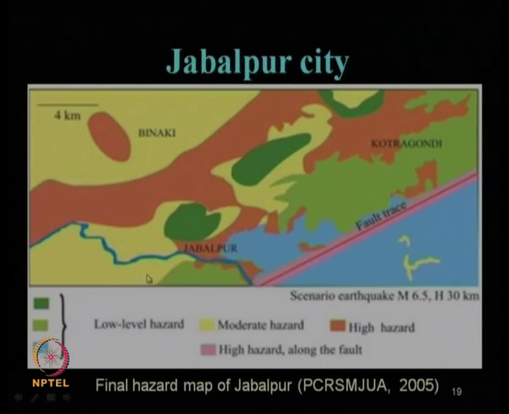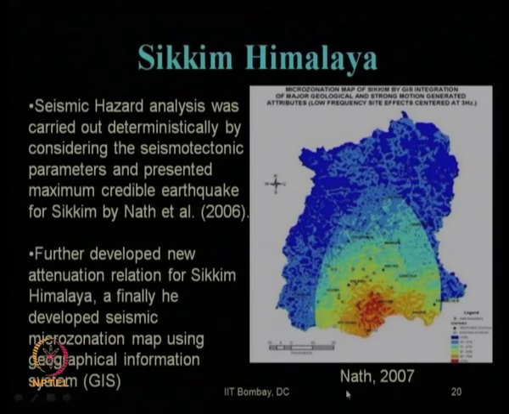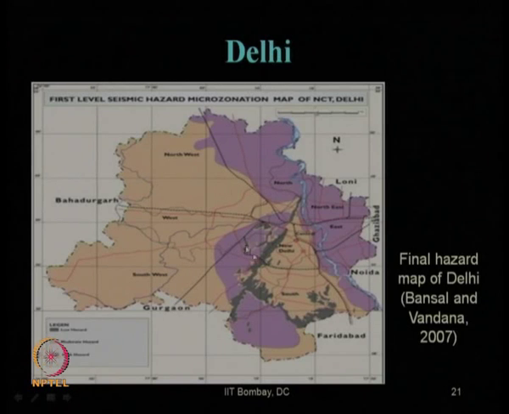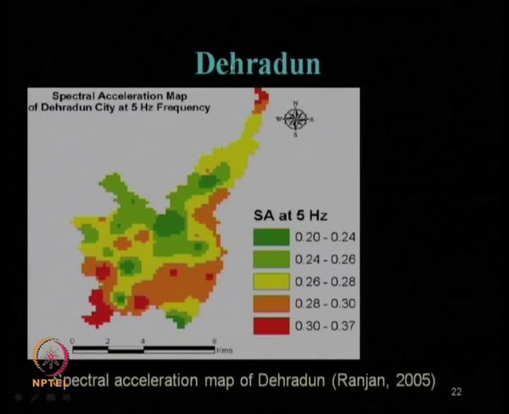So, this is the seismic hazard map prepared for Jabalpur city as per this reference. As you can see, low hazard level, moderate hazard level, high hazard level and high hazard along with the fault trace. For Sikkim Himalaya also, as given by this reference, the microzonation map for Sikkim has been shown in the GIS interface like this, with different values of the intensity of earthquake accelerations. For Delhi also, the final hazard map has been given by these references. Many other researchers have also prepared seismic hazard microzonation maps for Delhi. For Dehradun city also, this is the reference, the spectral acceleration map at 5 hertz frequency level has been prepared. This is the seismic hazard map.